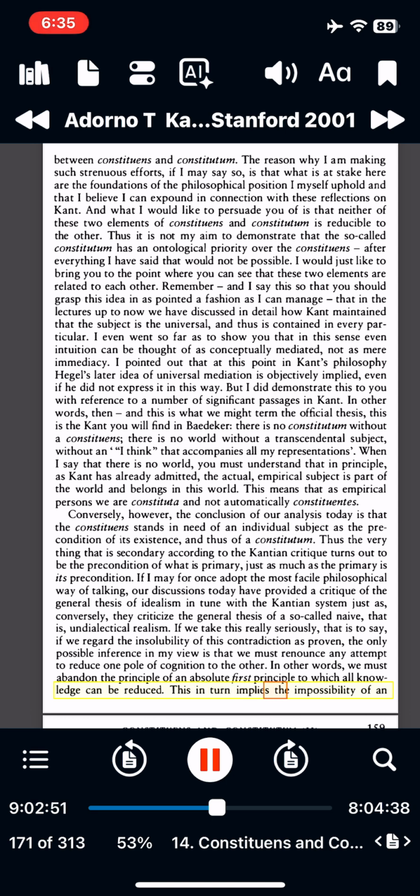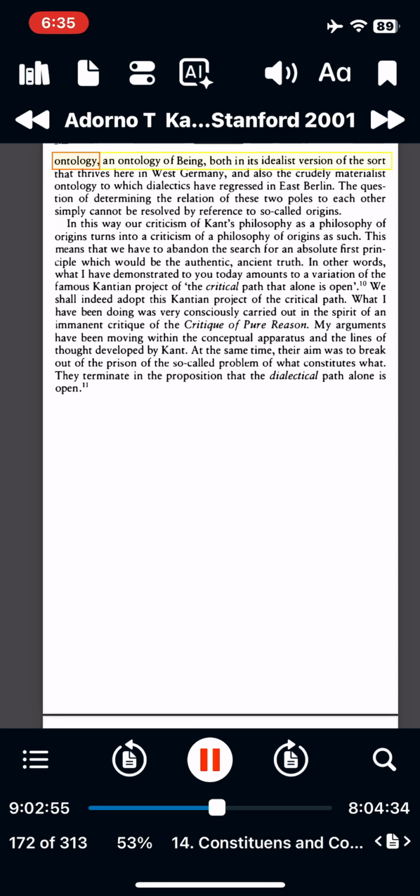This in turn implies the impossibility of an ontology of being, both in its idealist version of the sort that thrives here in West Germany, and also the crudely materialist ontology to which dialectics have regressed in East Berlin. The question of determining the relation of these two poles to each other simply cannot be resolved by reference to so-called origins. In this way our criticism of Kant's philosophy as a philosophy of origins turns into a criticism of a philosophy of origins as such.